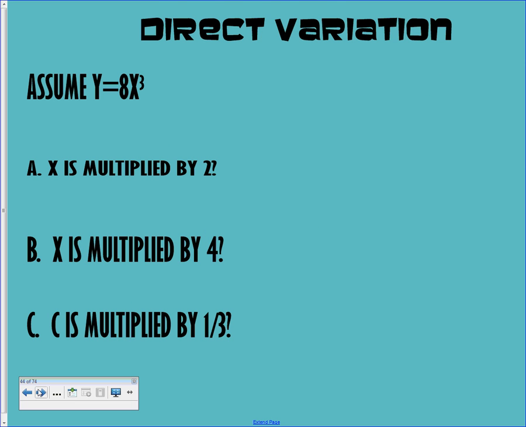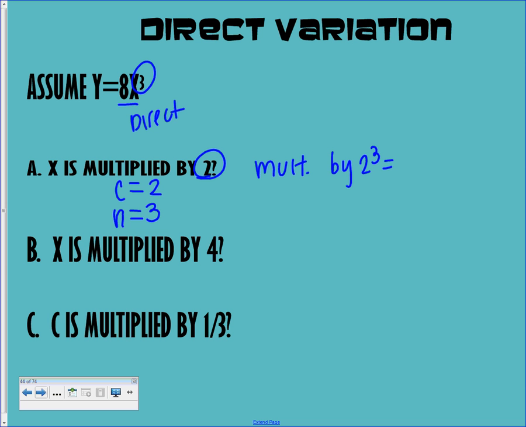So let's answer some questions. The first one says, assume y equals 8 times x to the third. What happens if x is multiplied by 2? So we're going to find out two things. I need a c and I need an n. C is the change. Well, I'm being multiplied by 2, so my change is 2. N, we said, is our exponent, so from my equation, n is 3. And because this is a direct relationship, my answer is multiplied by c to the n, which is 2 to the third. So multiplied by 8 is my answer.